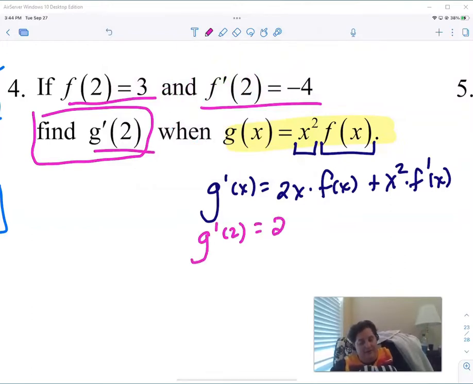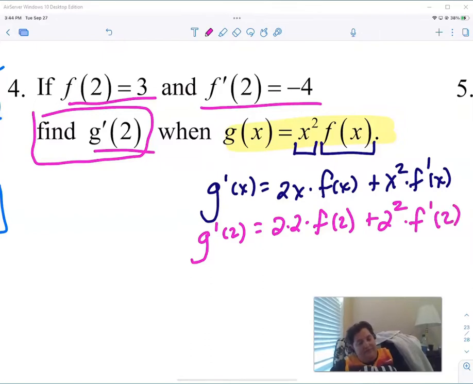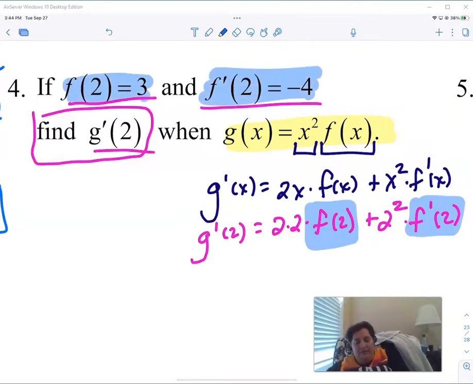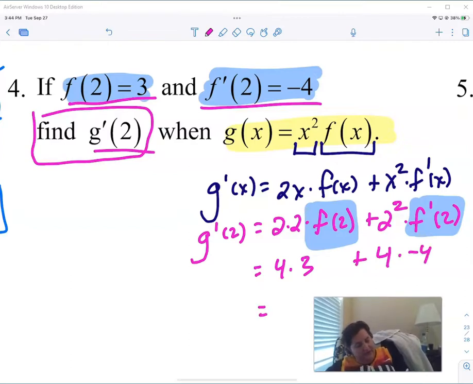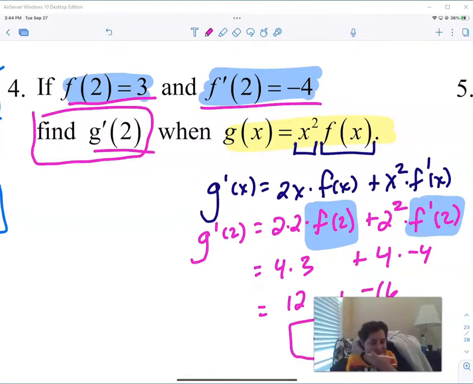Well, that's going to be 2 times 2 times f of 2, and then 2 squared times f prime of 2. So what do I do with f of 2 and f prime of 2? How do I know what that is? Well, it gives it to me right in the problem, right? So 2 times 2, that's 4, and f of 2 is 3. And then 2 squared, that's 4, and f prime of 2 is negative 4. That's 12. That's negative 16. So the derivative is negative 4.